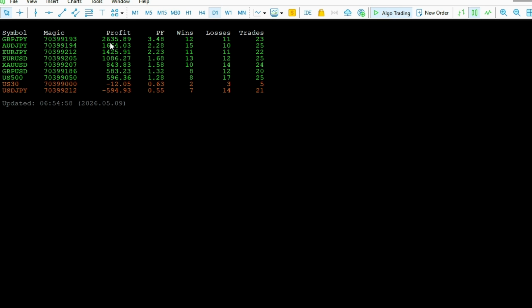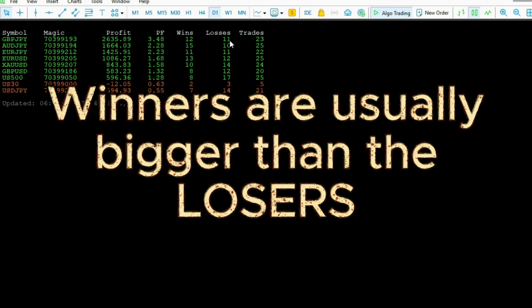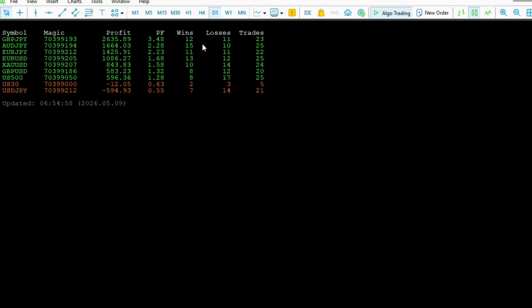GJ is winning with the highest profit factor, 3.48. We've had 12 wins and 11 losses, and the wins are bigger than the losers. So this is actually what's making this a good strategy. The Aussie yen is next, with a 2.28 profit factor and $1,600.